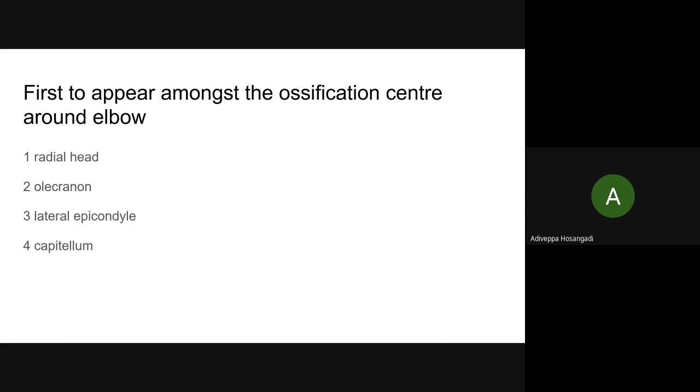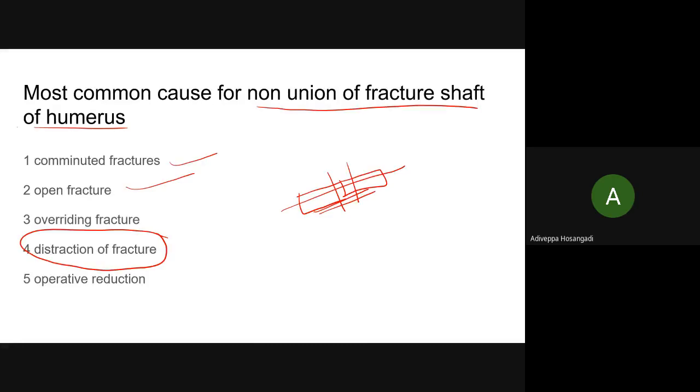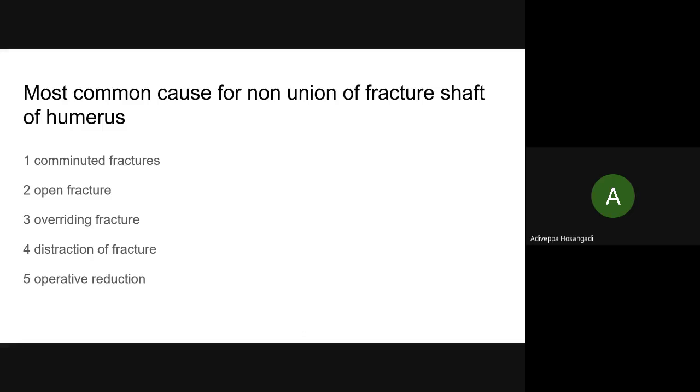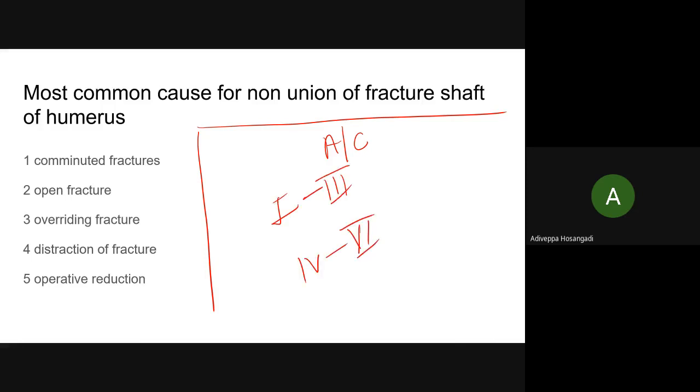First to appear among the ossification centers. Okay, we are heading to the elbow. Before that, I will briefly explain acromioclavicular dislocation. I will finish that; only one or two questions I have found in past exams. Acromioclavicular joint dislocations, not much. There are 6 types. Don't break your head too much on this. This is not a very high-yielding topic.